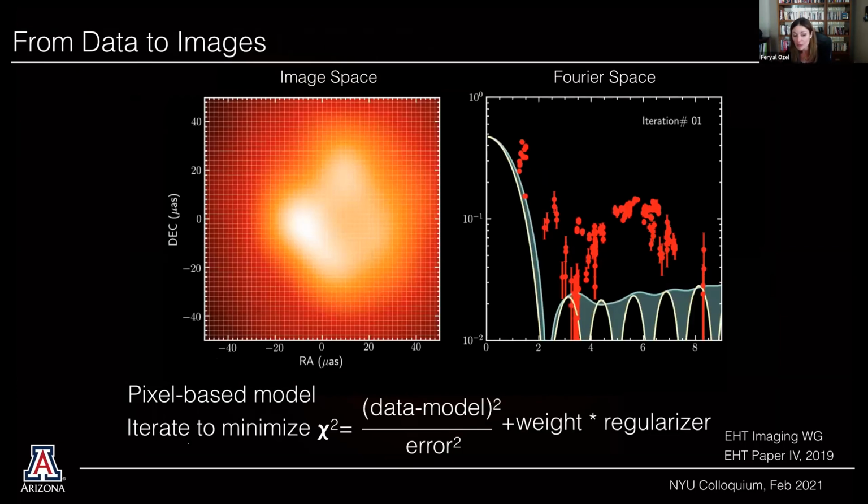Basically, you minimize a chi-squared that's not just data minus model over error, but you also put a weight to a regularizer, meaning pixel to pixel variation gets penalized if it's too large. So assuming some smoothness of the image, you build a forward model of your image space. So I will show you how that works, this chi-squared minimization using the animation that you see here.